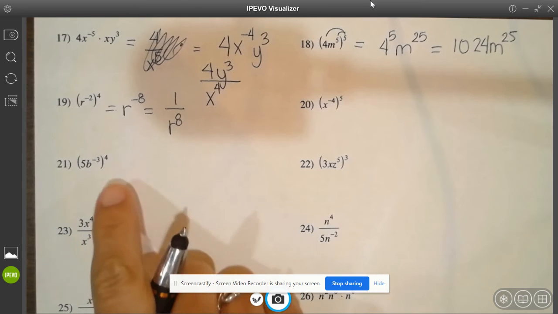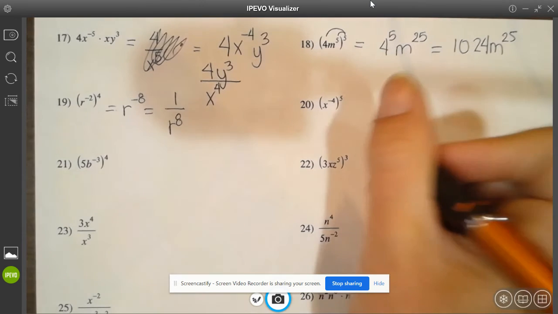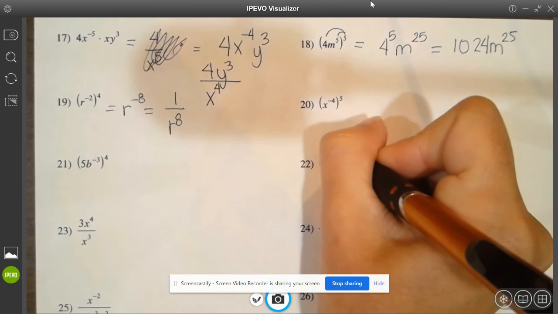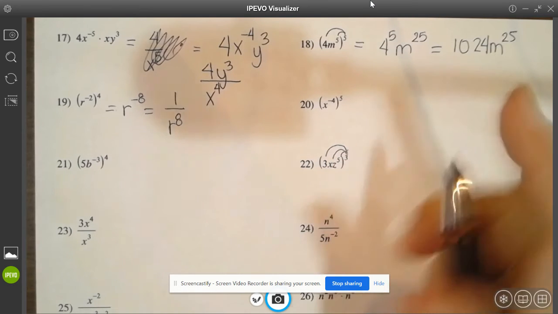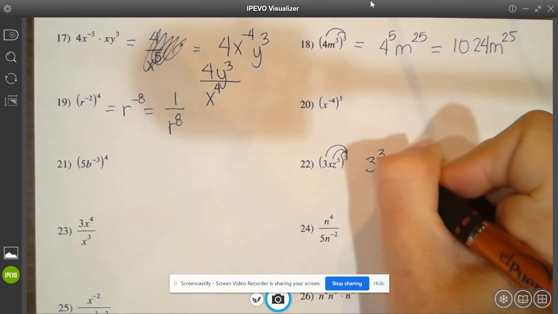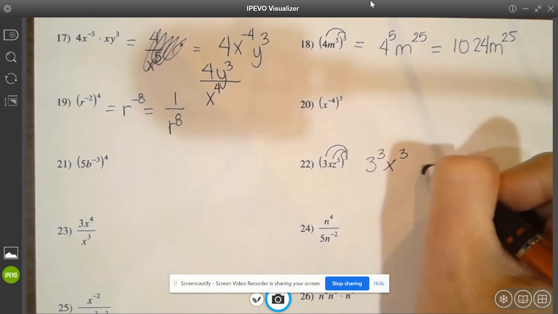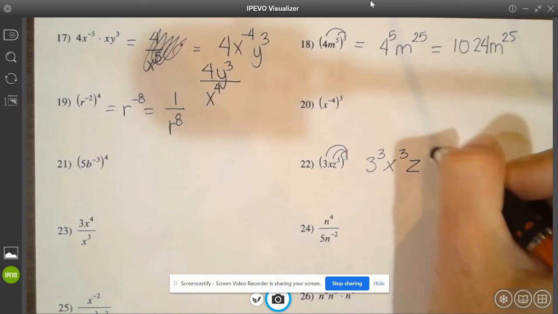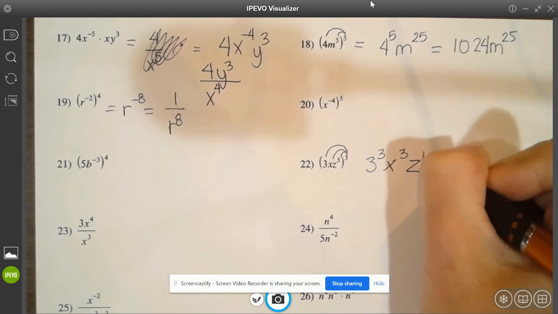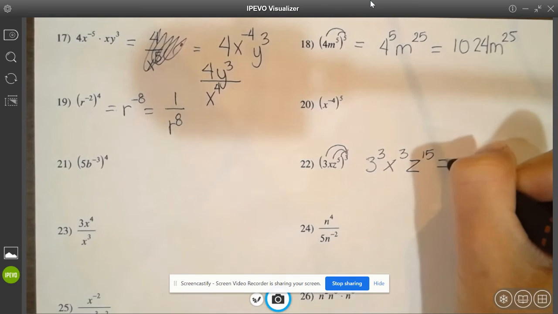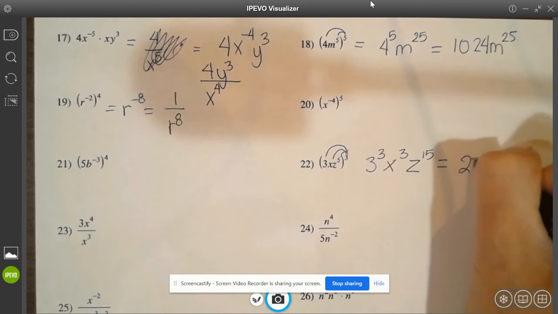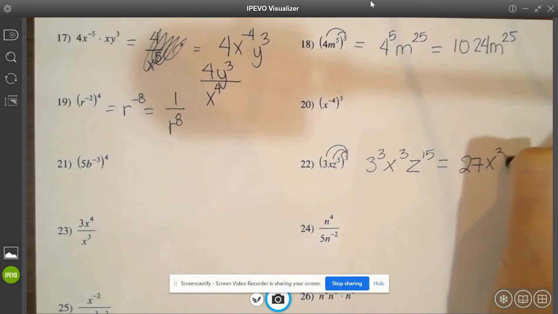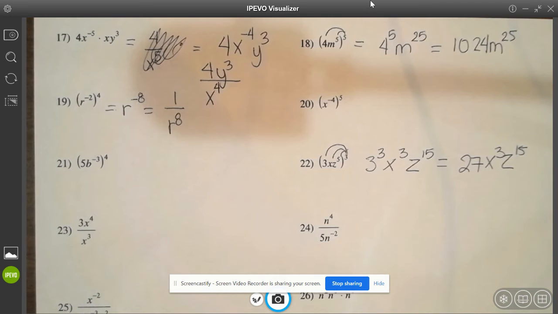Okay. All right, same thing here. Look at this one. So each of the numbers get the power here, right? This one multiply, right? So that's 3 to the 3rd power times x to the 3rd power times z, and then 5 to the 3rd power, that's 15. Then we simplify. So that's 3 to the 3rd power, that's 27, times x to the 3rd power times z to the 15th power. And that's the answer right there.